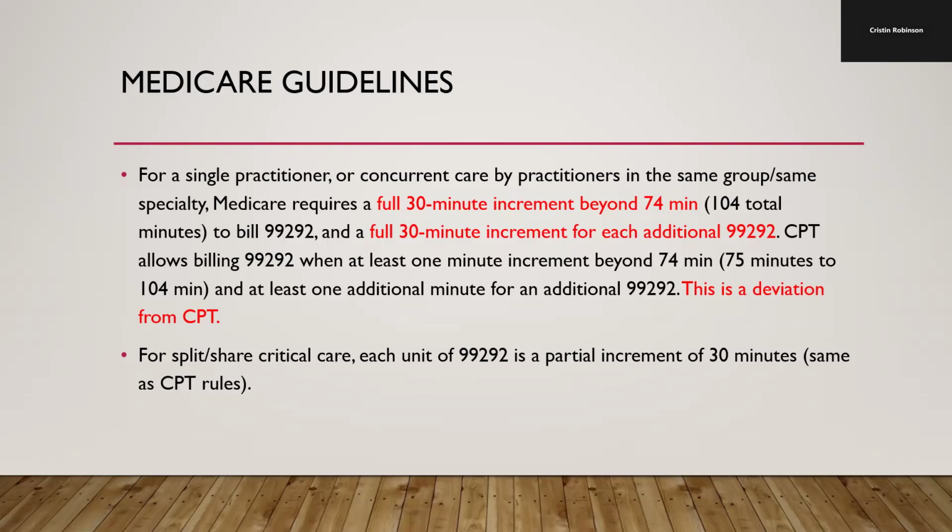So when we are talking about Medicare guidelines, okay, so if you have a single practitioner or concurrent care by providers in the same group, same specialty, Medicare requires that full additional 30 minutes to get that first unit of 99292 and so forth, which we mentioned on the previous slide. So remember that this is a deviation from CPT AMA guidelines. Now, for split shared critical care, each unit of 99292 is a partial increment of 30 minutes, which is same as the CPT guidelines.